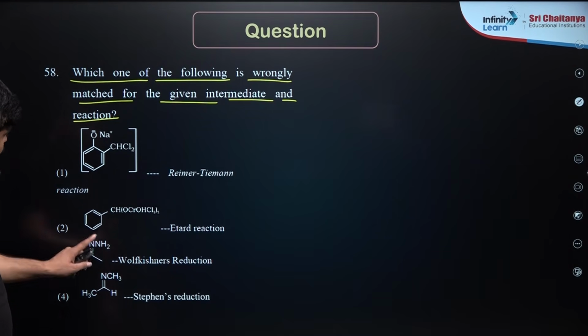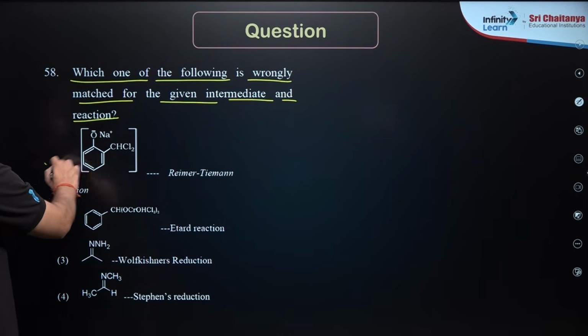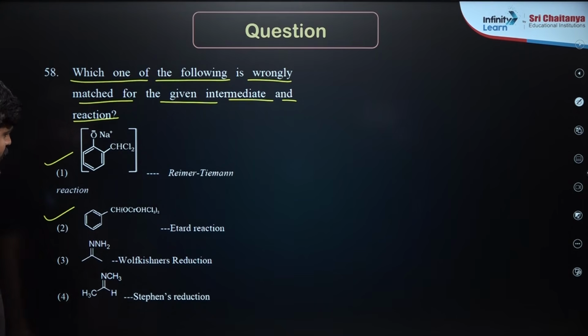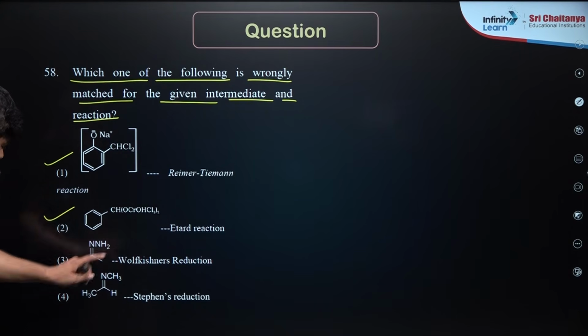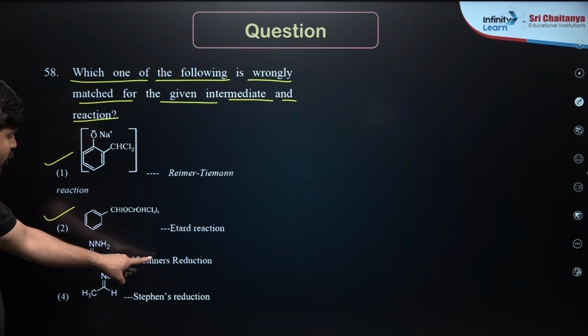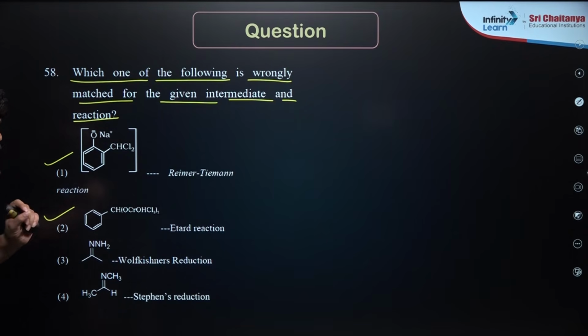So which one is wrongly matched? This is okay, this is correct only, this is also correct. Now after that, if I am coming to Wolff-Kishner reduction, it is basically going to convert the double bond oxygen group, the carbonyl group, into the alkane. So it is not correct.